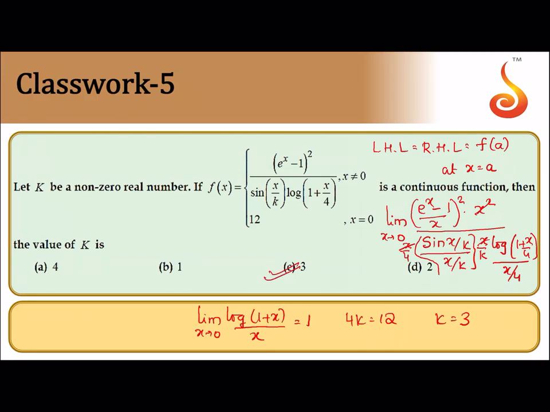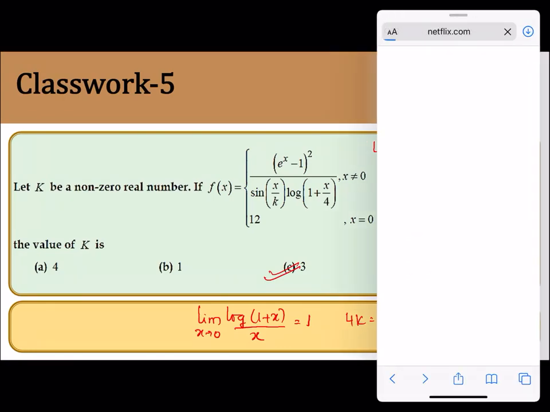So what formula we applied here? Limit x tending to 0 log of 1 plus x by x is equal to 1. Remaining 2 already we discussed. So function becomes continuous when k equal to 3. Option C.